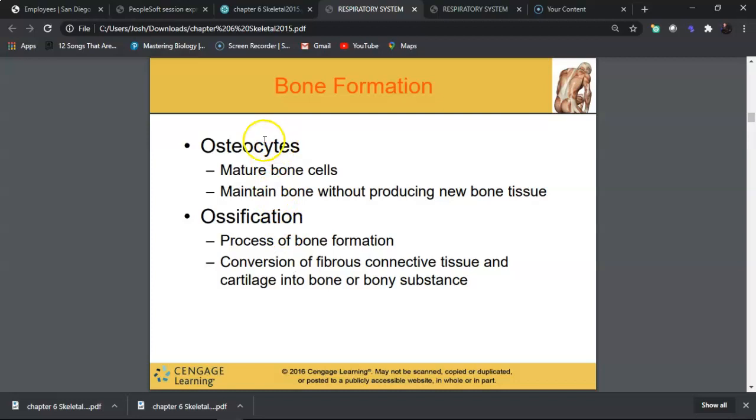An osteocyte is actually an osteoblast that has gone through a number of changes and is considered a mature bone cell. It helps to maintain the bone without producing new bone tissue. That's the job of the osteoblast. Okay. And then here's the other term that I talked about, ossification. Ossification is just another word for bone formation, where we're taking connective tissue, fibrous connective tissue, and or cartilage, laying down a bony matrix of minerals, and actually causing that cartilage to solidify into bone.